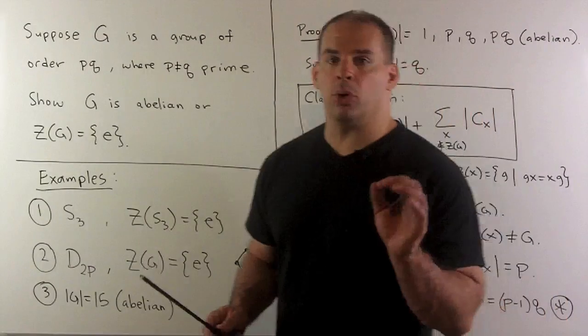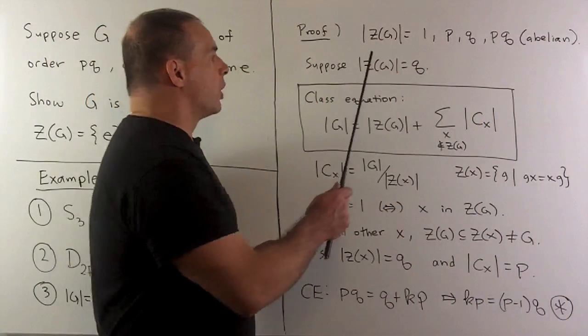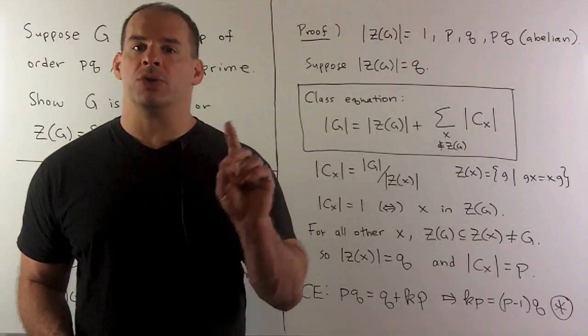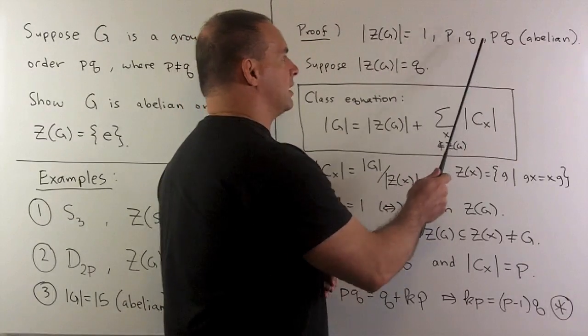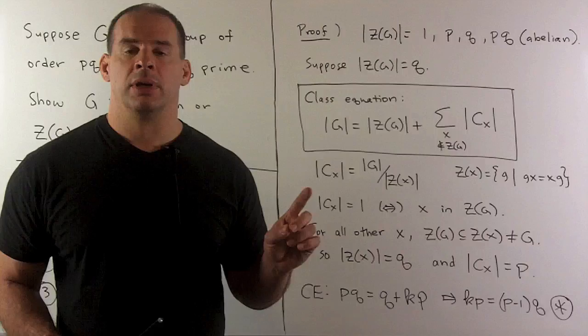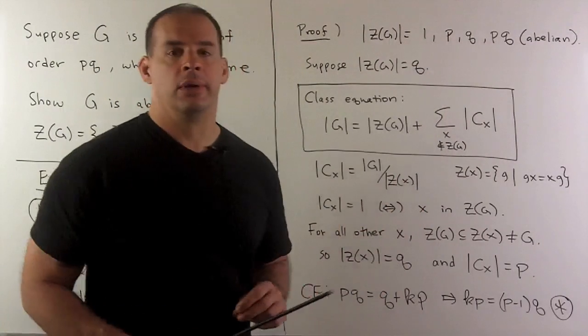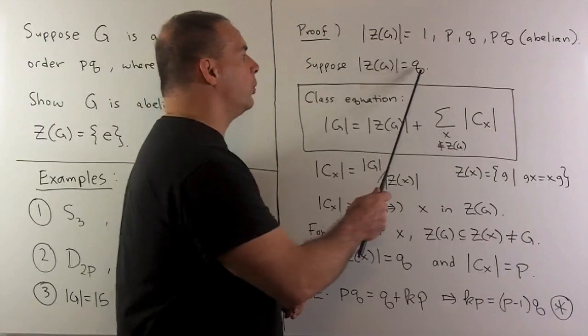Now, for the proof, we just consider the center of our group. The center is a subgroup, so its order has to divide the order of the group. So it's either 1, P, Q, or P times Q. If it's P times Q, our group is abelian. So let's try to rule out cases P and Q. Since they're arbitrary primes, let's just suppose the order of our center is Q.